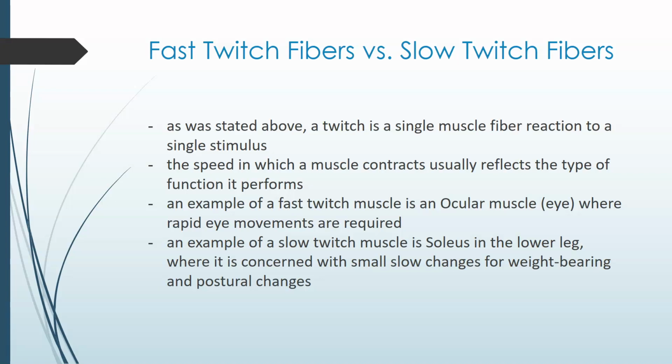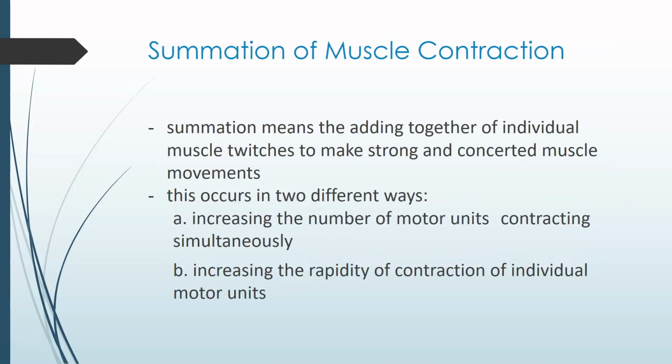The speed at which a muscle contracts usually reflects the type of function it performs. As an example, a fast twitch muscle is an ocular muscle such as the eye, where rapid eye movements are required. Whereas a slow twitch muscle we find in the distal leg, part of the calf muscle, is known as the soleus, because it's concerned with weight bearing and postural changes. So it doesn't need to make quick changes, nor do we want it to, because it's firing along to keep us standing properly and so forth. So the speed at which the stimulus travels depends on whether the muscle is a slow twitch or fast twitch, and that a single twitch causes contraction.